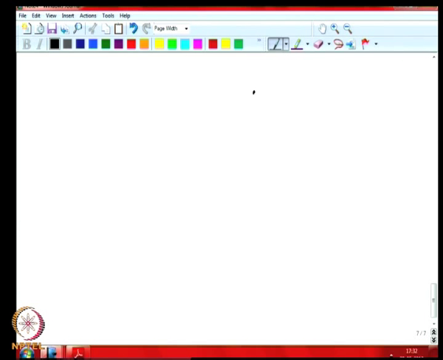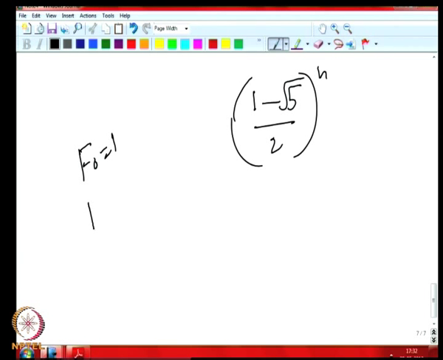The same is true if I try (1 minus root 5) by 2 whole power n. When n equal to 0 we are again getting 1, so f0 is equal to 1 is what we are getting. Similarly, when I put n equal to 1 we are getting only (1 minus root 5) by 2, it is not even an integer. So, definitely the next one, the square of this thing, is not the Fibonacci sequence. Then how will you get it?